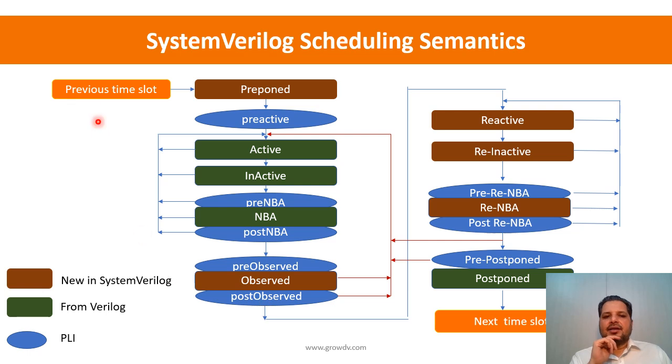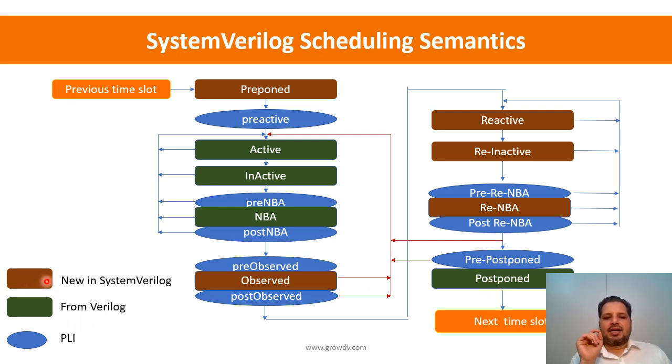So the basic idea is the same: you have a previous time slot, and once the previous time slot completes, you come to the current time slot, and it goes through all these 17 regions to execute the current time slot. So that's the big idea, and then it goes to the next time slot. So that's the big picture, right? And in these 17 regions, we have marked the existing regions that we have borrowed from Verilog with this teal color. So we have active, inactive, NBA and postponed, right? These 4 regions which we already looked at in the Verilog scheduling semantics, they are coming in the same. There is no change, okay?